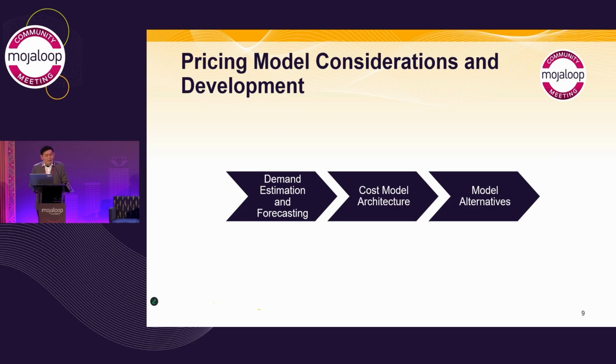First, demand estimation and forecasting, where we project future transaction volume on our IIPS, on our system. Second, the cost model architecture, where we map out every single cost associated with running the system. And finally, based on that data, we can then evaluate different model alternatives. Here, I'm going to introduce two. We may have several options in the real world.